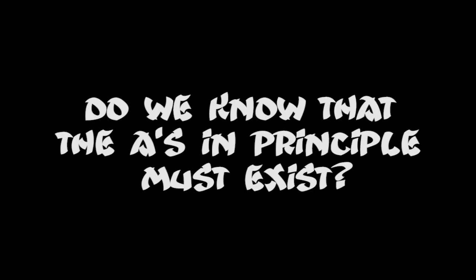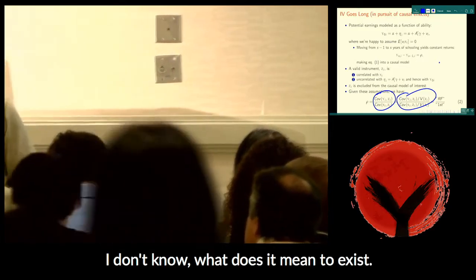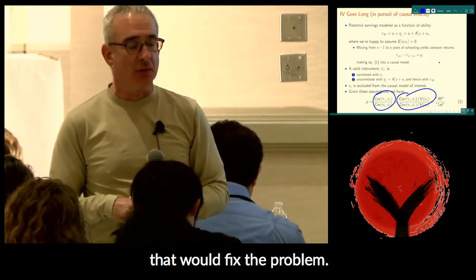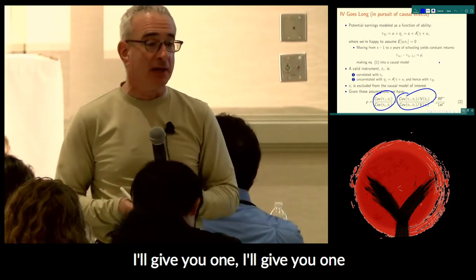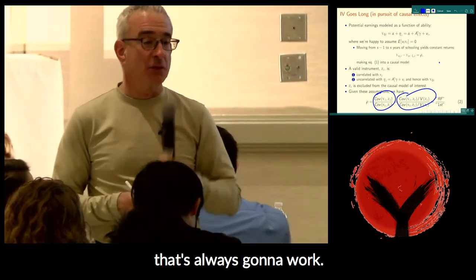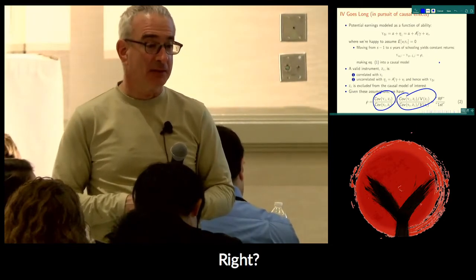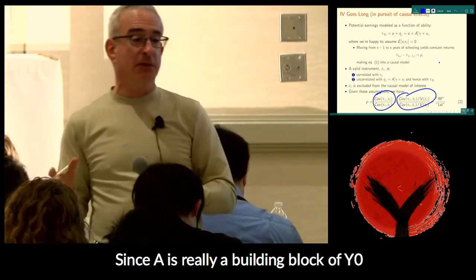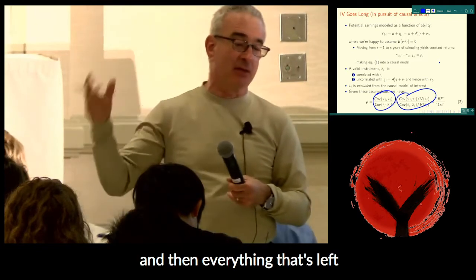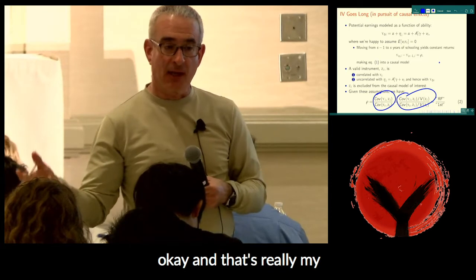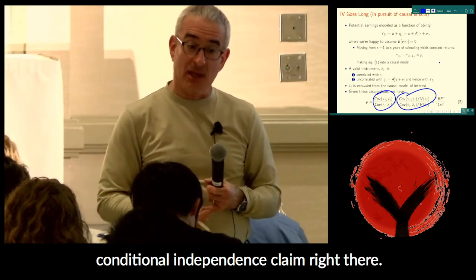Do we just know that the A's in principle must exist? I don't know, what does it mean to exist? You're sort of saying, well, there are some set of controls that would fix the problem. I'll give you one that's always going to work: Y0. Since A is really a building block of Y0, and everything that's left is unrelated to S, that's really my conditional independence claim right there.